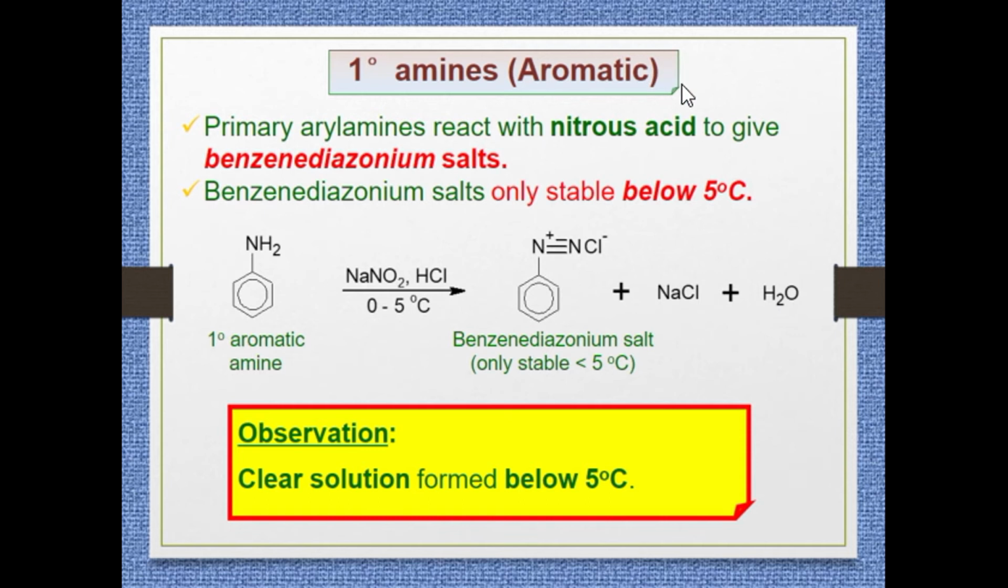For the primary aromatic amines, the reaction with nitrous acid will give benzene diazonium salts. This salt is stable below 5 degrees Celsius. The observation showed that a clear solution is formed below 5 degrees Celsius.